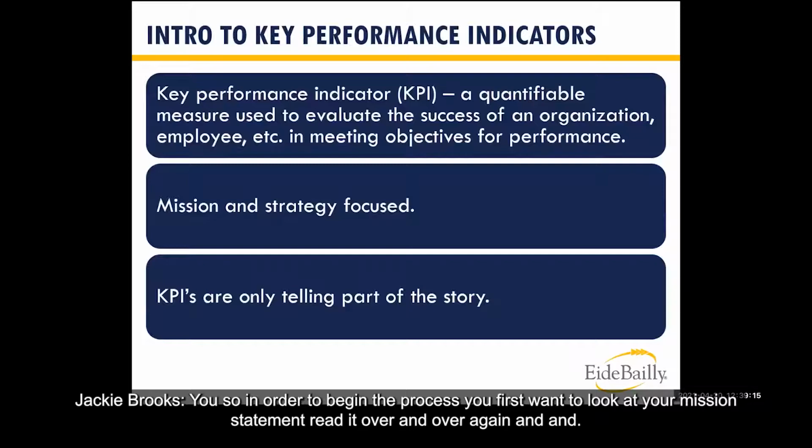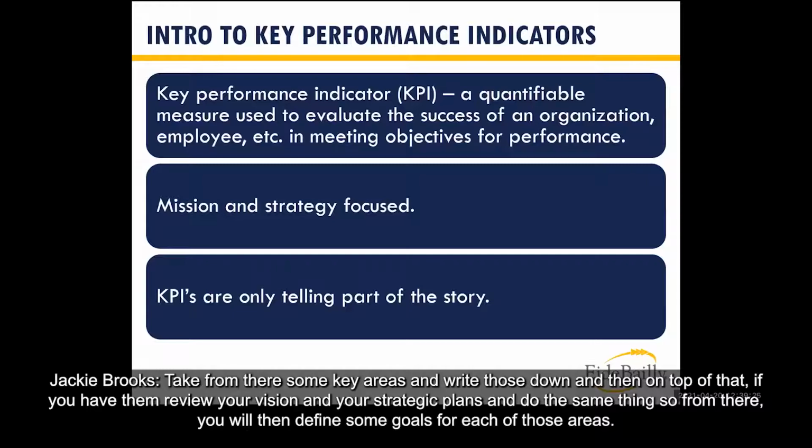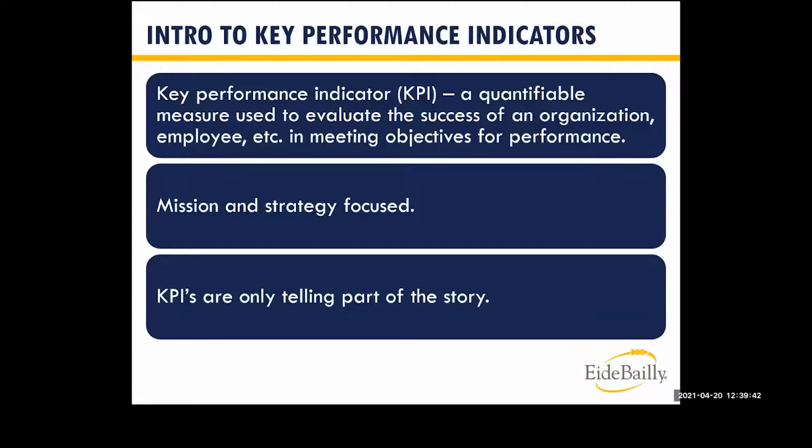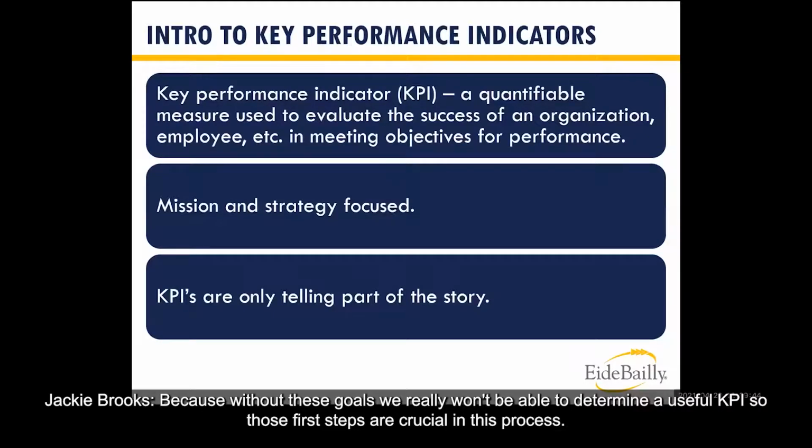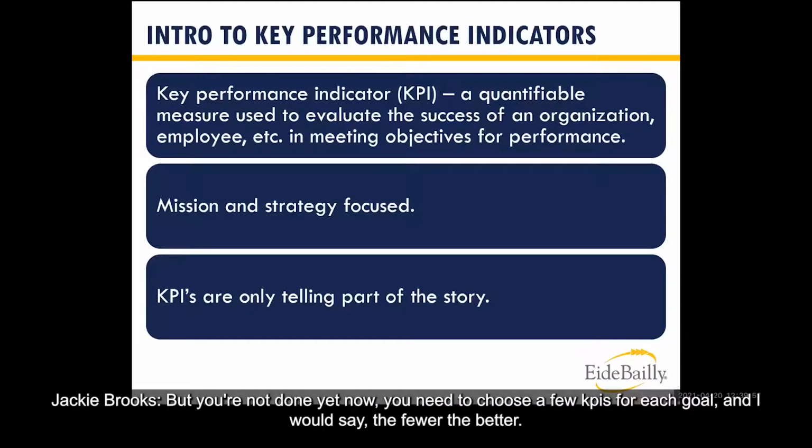So in order to begin the process, you first want to look at your mission statement, read it over and over again, and take from there some key areas and write those down. And then on top of that, if you have them, review your vision and your strategic plans and do the same thing. So from there, you will then define some goals for each of those areas, because without these goals, we really won't be able to determine a useful KPI. So those first steps are crucial in this process, but you're not done yet.